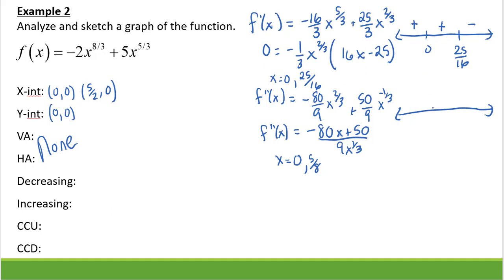So luckily 0 matches up. 5/8 is somewhere in here because it's less than 1. Looking at my concavity, I am negative, positive, negative. So I am decreasing from 25/16 to infinity. I'm increasing from negative infinity to 25/16. I don't have to worry about splitting that up, even though it's 0.